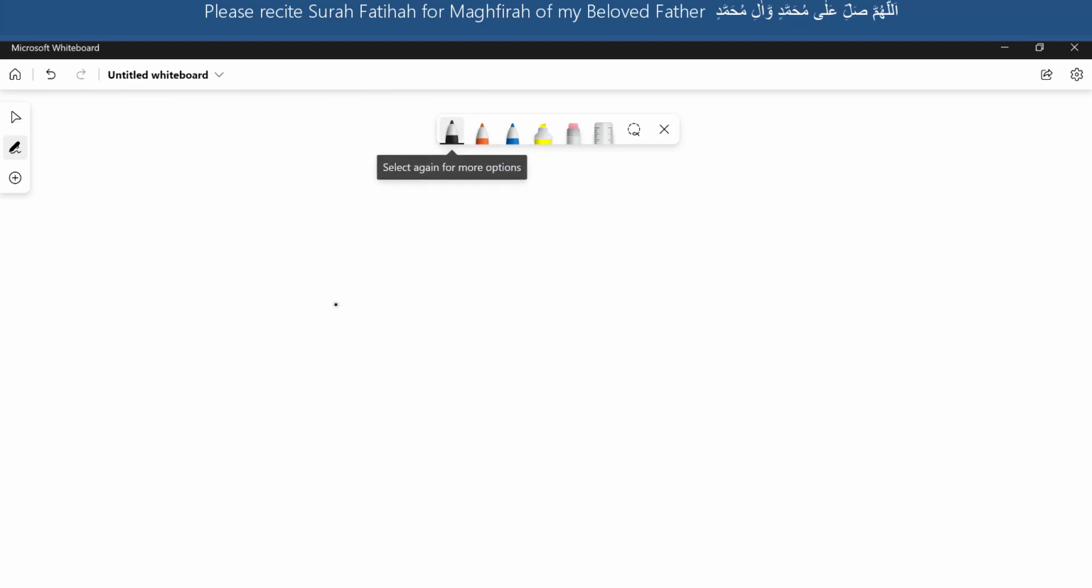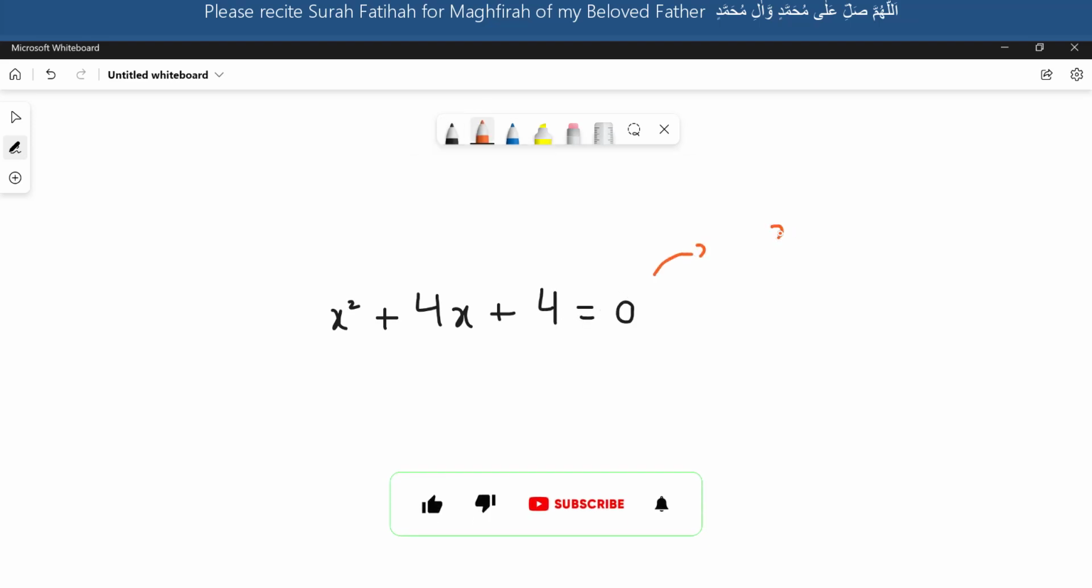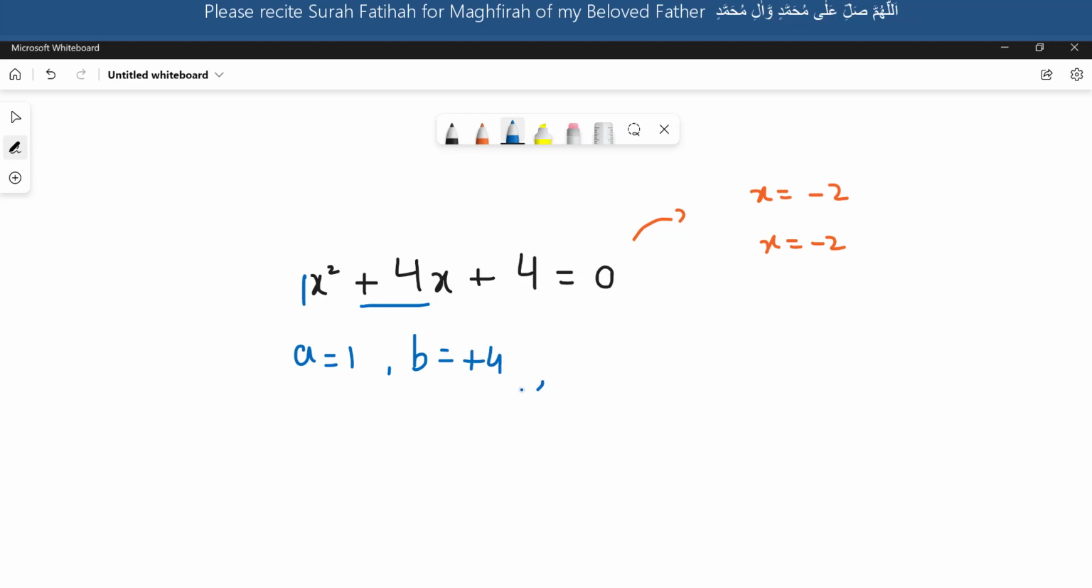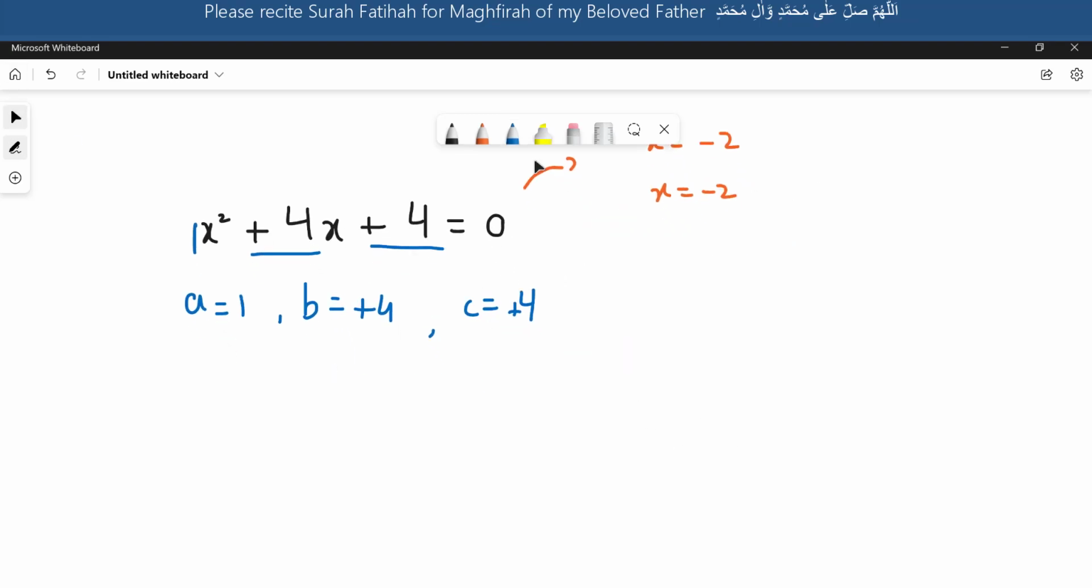Now let's solve another question just to revise it, and we can get the same values also, because x can have similar values in a quadratic equation. For example, in this equation, x squared plus 4x plus 4, it follows the perfect square, so the value of x will be minus 2 and minus 2.